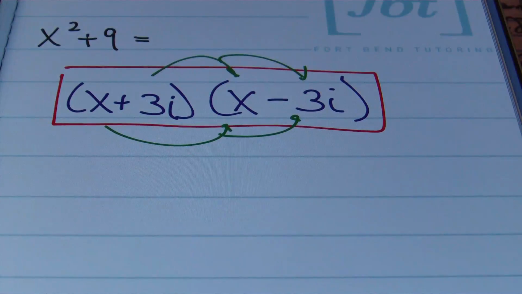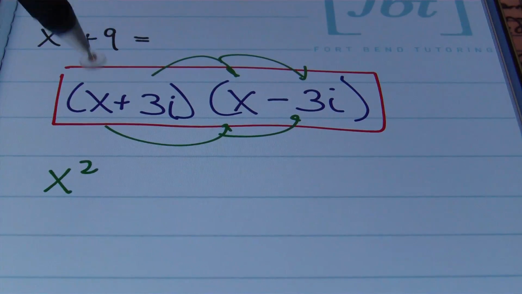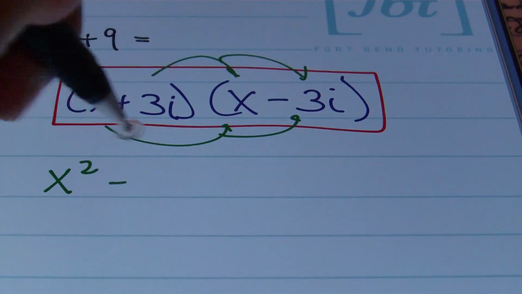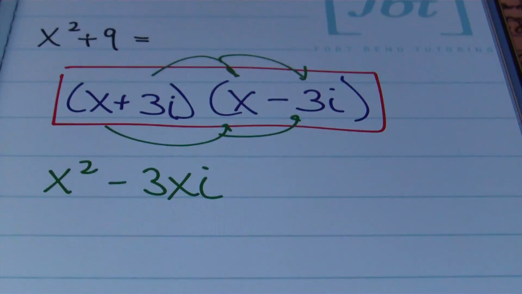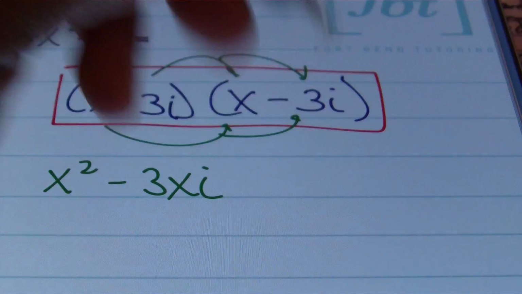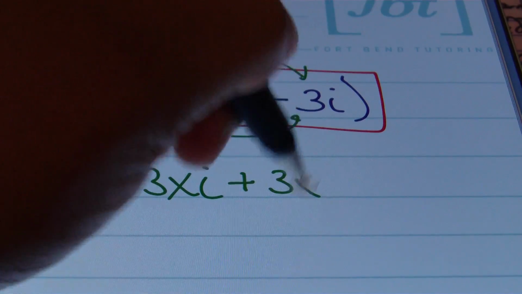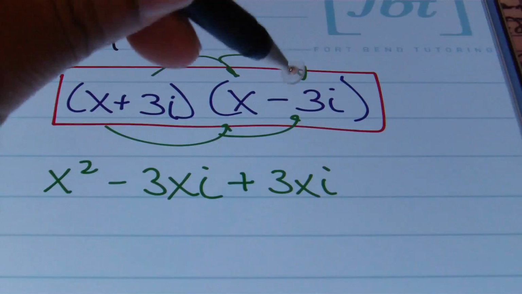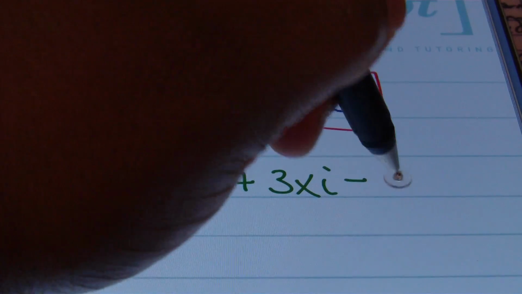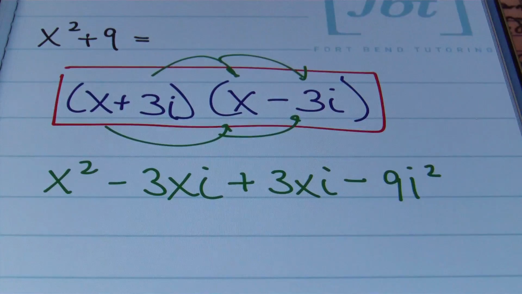So multiplying x times x, I get x squared. Multiplying x times negative 3i is negative 3xi. Then multiplying 3i times x, I get a positive 3xi. Then multiplying 3i times negative 3i, I get negative 9i squared.